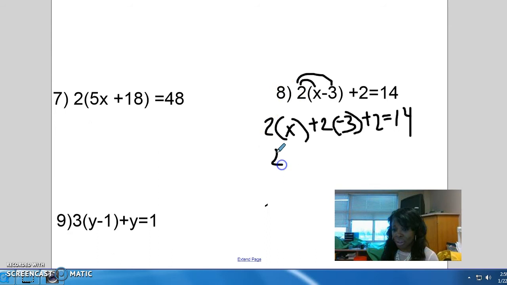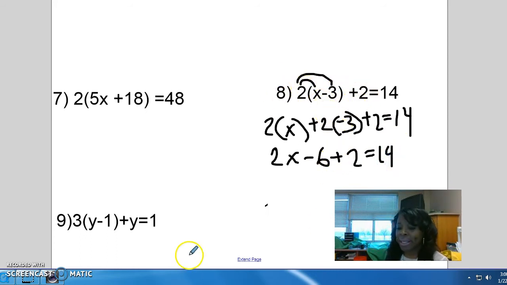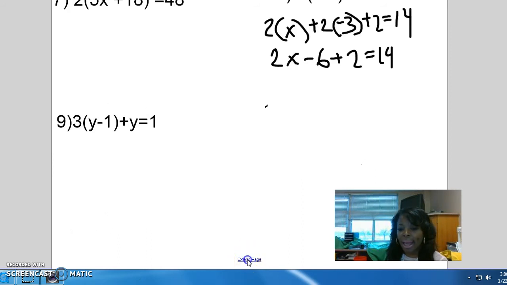2 times x is 2x. 2 sets of negative 3 is negative 6. Plus 2 equals 14. So I needed to perform my distributive property first, then combine like terms. What are my like terms here? Well, I have a variable expression, 2x, and then I have a negative 6 and a positive 2.